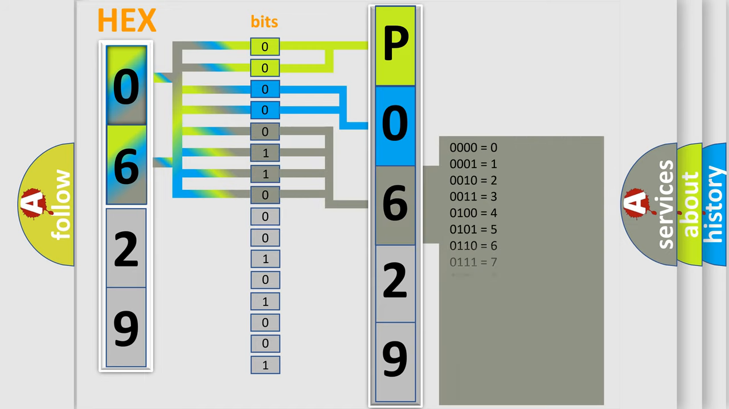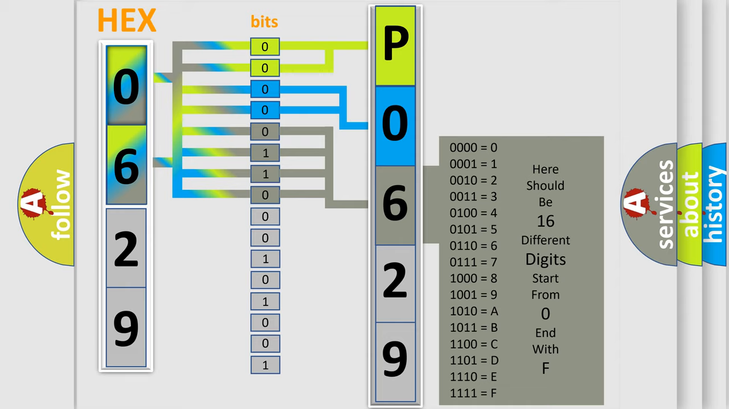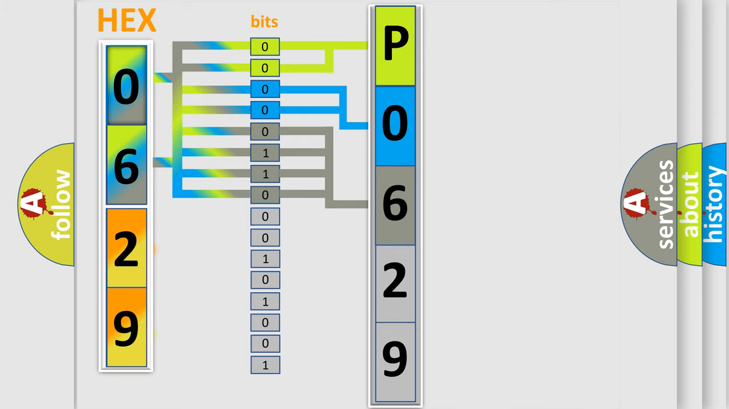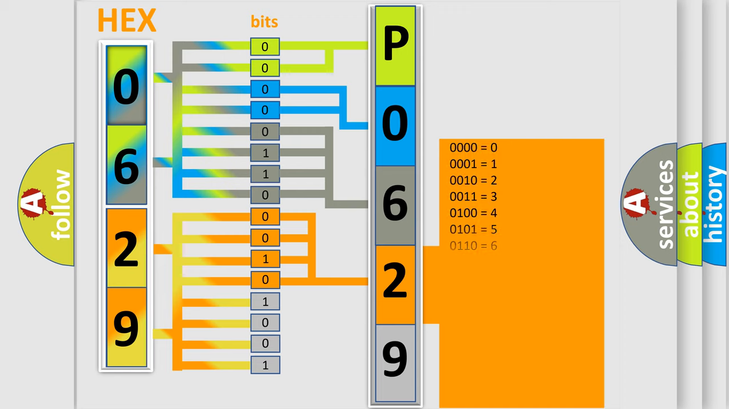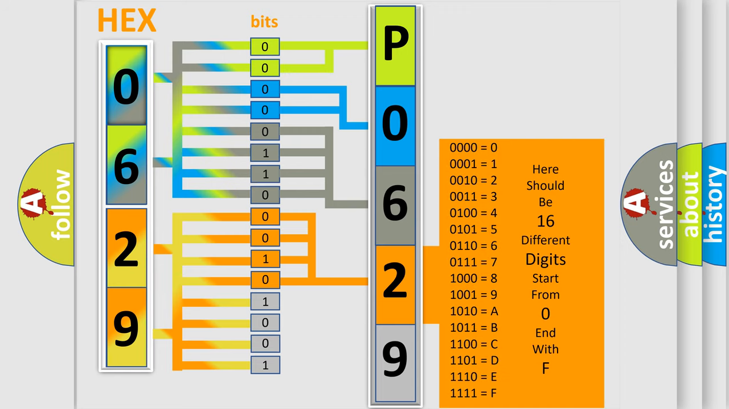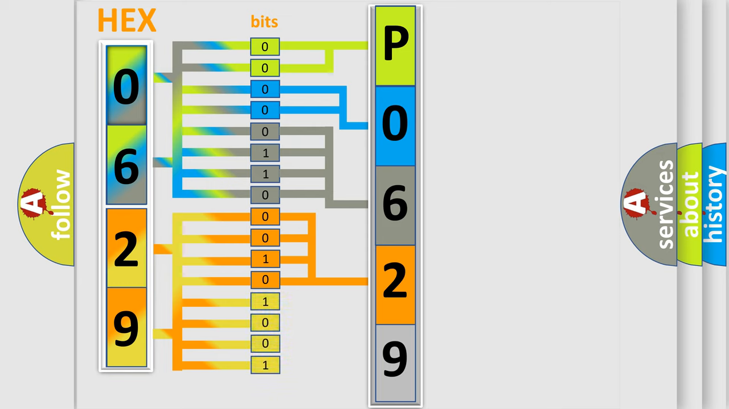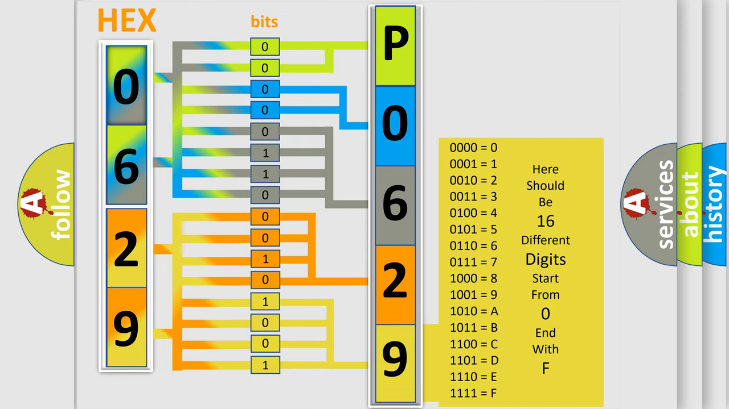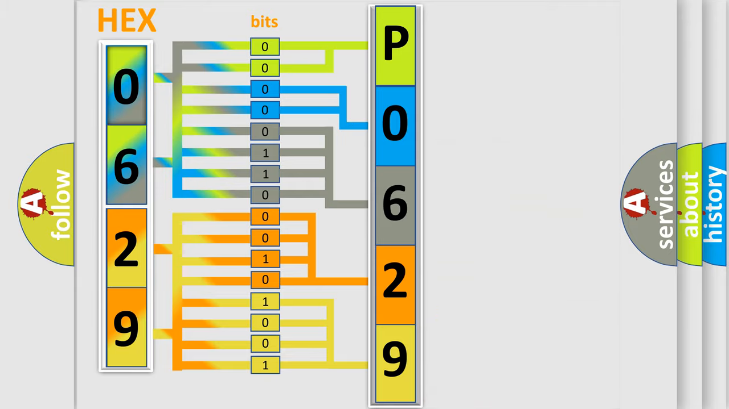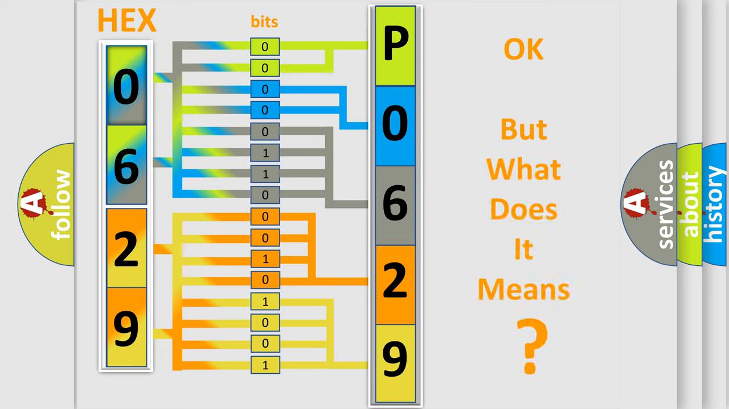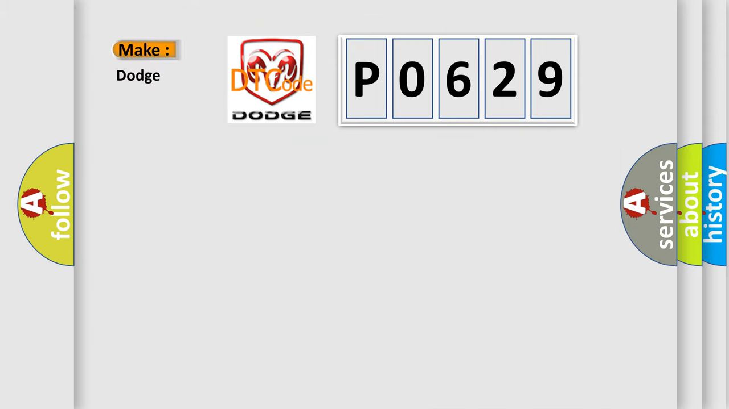The second byte is composed of a combination of 8 bits. The first 4 bits determine the fourth character of the code, and the combination of the last 4 bits defines the fifth character. A single byte conceals 256 possible combinations. We now know in what way the diagnostic tool translates the received information into a more comprehensible format. The number itself does not make sense to us if we cannot assign information about what it actually expresses. So, what does the diagnostic trouble code P0629 interpret specifically for Dodge car manufacturers?